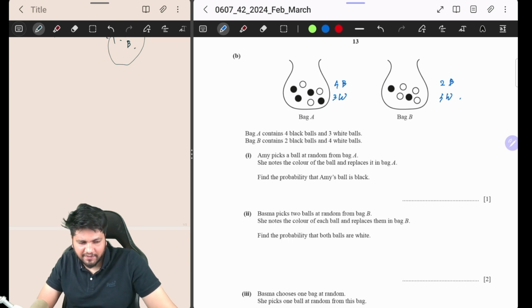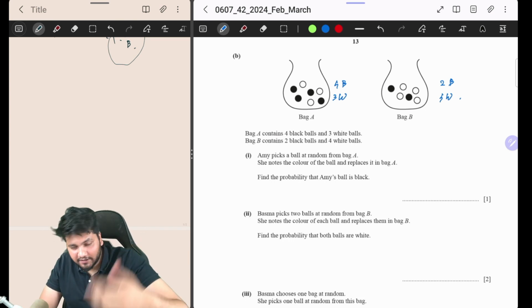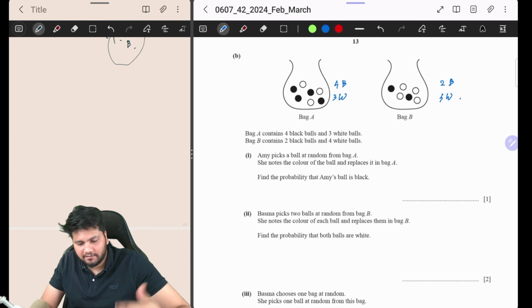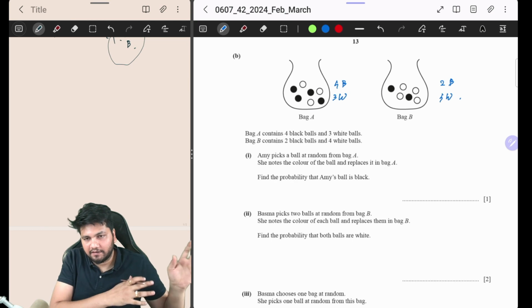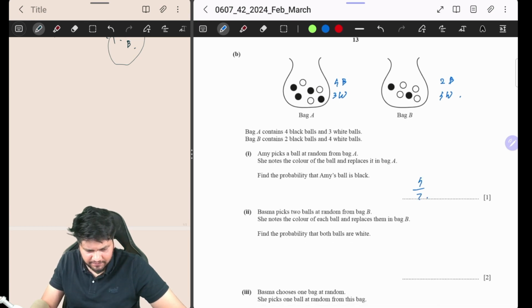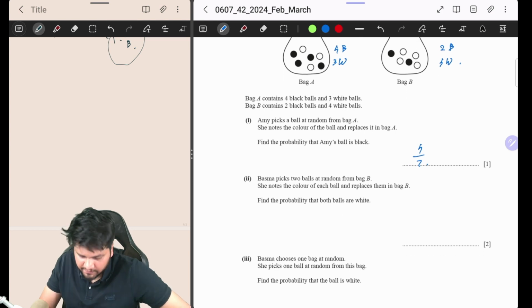See, in probability sometimes it is very confusing to understand what statement they have given. Sometimes replacement means what, they are picking another one, or what exactly it is. Now I can see it's a 1 mark question, so it has to be very easy. So it's like replacing, that's for the second incident basically, whatever the next scenario is going to be. So she didn't pick and just keep it, she placed it there. Find the probability that Amy's ball is black, so it's going to be what? It's simple, 4 by 7. Yeah, that's it. Out of black ball probability is 4 out of 7, whatever it is.